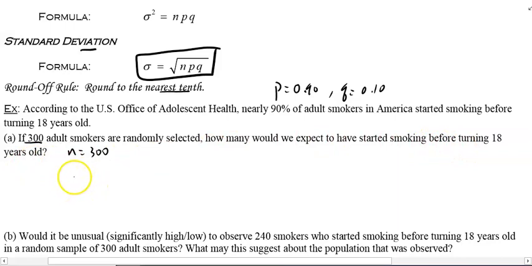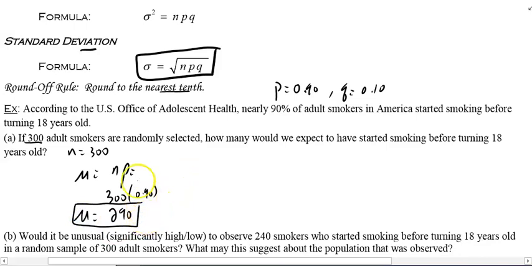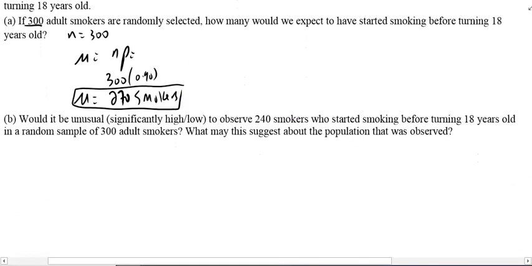Well, the average should be, in this case, np. That should be 300 times the probability of success. We would expect 270. I can't multiply. Anyway, you're going to do that on a calculator, right? Don't do any of this by hand. 270 smokers. We would expect out of the 300, 270 of them have started before the age of 18.